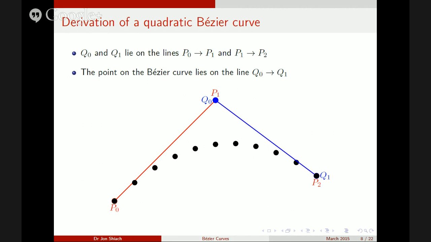So for all my values of t, starting off at 0, then it's 0.1, then it's 0.2, 0.3, etc. Okay, so that's why I got you to draw that pattern when we first started. These points, which I've shown with the black circles, are on our Bezier curve. So what I can do is draw a curve through those points, and that's our curve. Okay, so that's our quadratic Bezier curve.